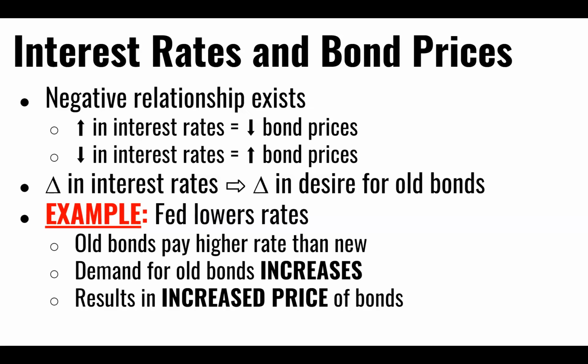So for example, if the Fed lowers interest rates, it means that the previously issued bonds are paying a higher rate of interest now than the new bonds are. And so investors have a choice. They can either purchase newly issued bonds at that lower interest rate, or they can purchase previously issued bonds at the higher interest rate. Well, the demand for older bonds is going to increase because they are more attractive. They pay a higher rate of interest. As a result of that increase in demand, we'll see an increase in the price of those previously issued bonds.